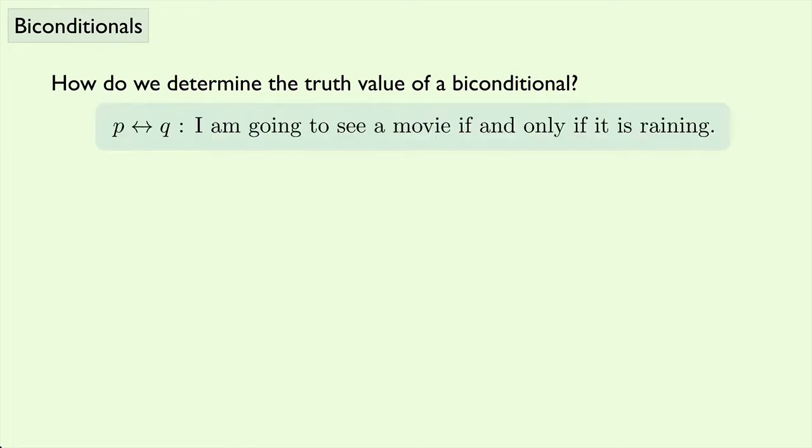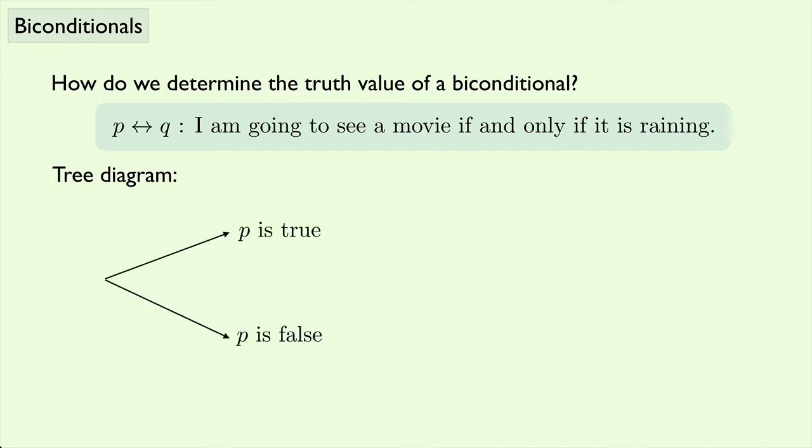So how do we determine the truth value of a biconditional? Well, let's look at this compound sentence, I'm going to see a movie if and only if it is raining. And we'll look at the tree diagram. Again, we have two options for P, either P is true or P is false. First, let's look at what happens when P is true and Q is true. That would be saying that I am going to see a movie is true if and only if it is raining is true. So that would be true if and only if true, and that sounds true. If I see a movie and it's raining, then that compound sentence would be true.